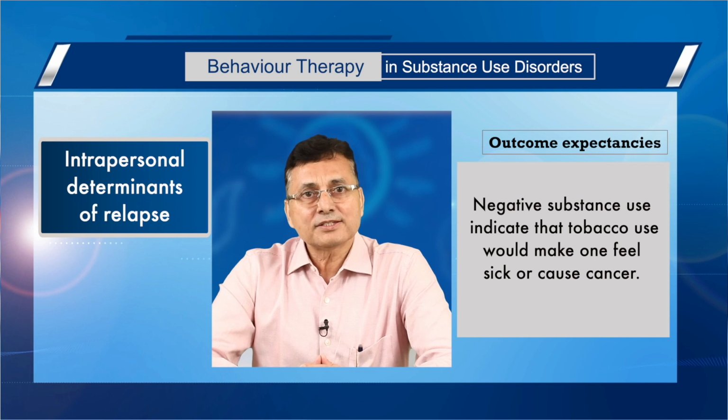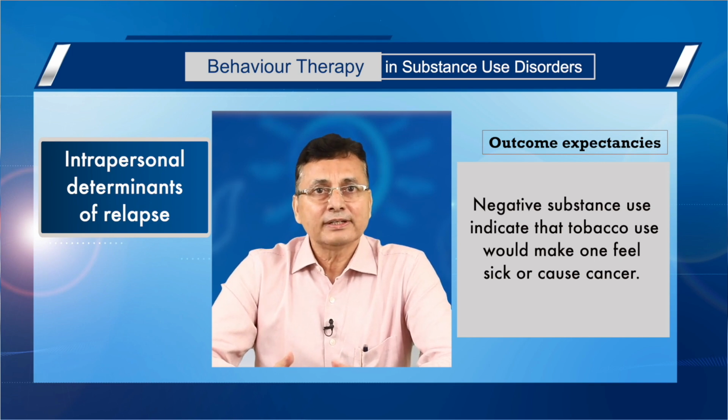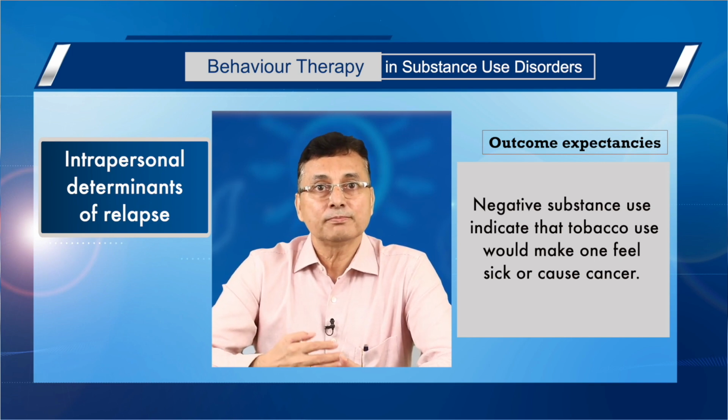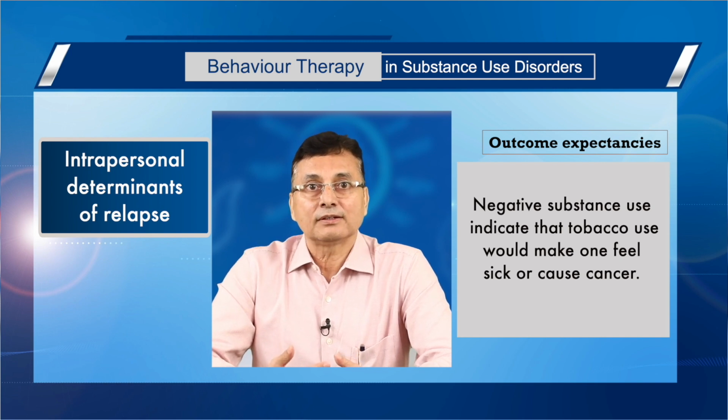Negative substance use expectancies are, for example, holding the belief that tobacco use would make one feel sick or cause cancer. Outcome expectancies have been found to be prevalent in alcohol and marijuana use. They are especially positively linked with the onset of these substances. In the literature, positive outcome expectancies have been found to be a predictor of cognitive distortions and an influencing factor of substance use.